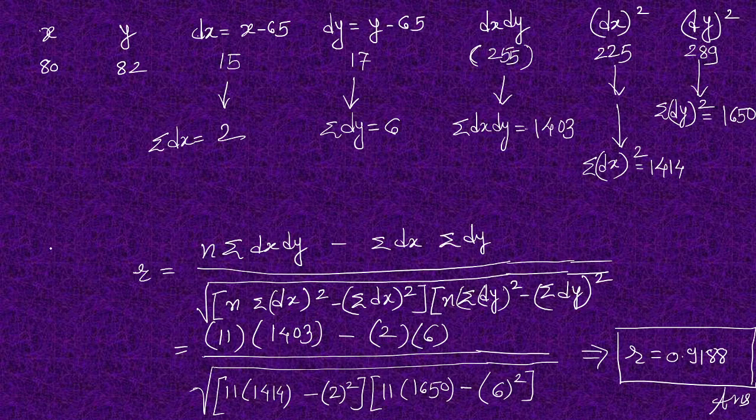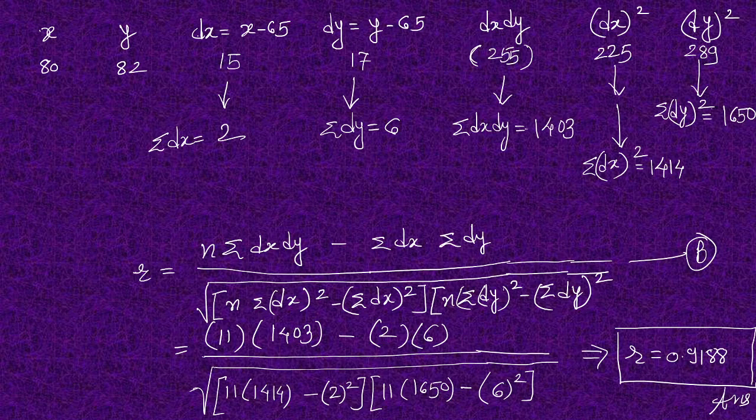In this way, we have to find out all these values, and then taking the summation, then summation of dx equal to 2, summation of dy equal to 6. dx dy equal to this value, then summation dx square and summation dy square. Then we substitute all these values in the formula number B and simplify these. Then we get the value of r equal to 0.9188.